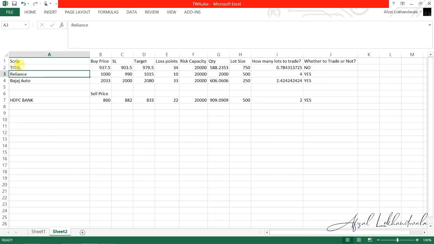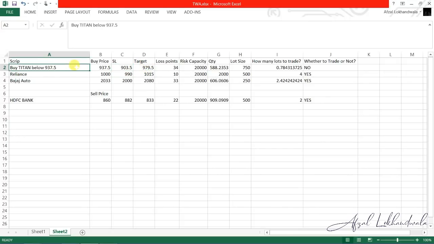Now you guys know that all these levels are futures levels, right? That is why we are talking about the lot size. Now let us take this trade. Let us take the example of Titan here. If the idea is to buy Titan below, let's say, 937.5 with a stop loss of 903.5 and a target of 979.5. Now this is the trade idea, right?